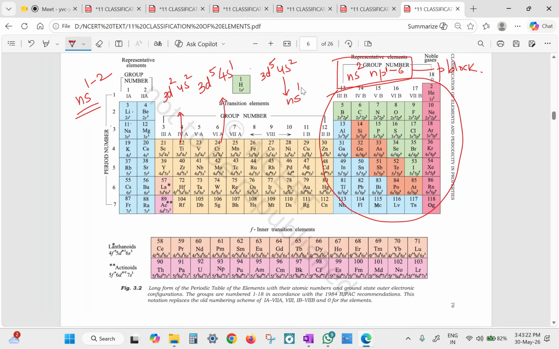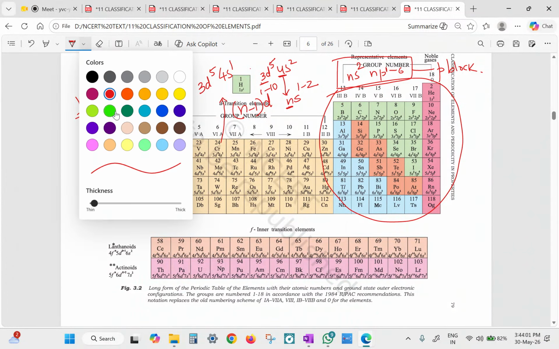Can I say this is ns1 to 2? Why do I say 1 to 2? Because for chromium, how much is there in s? 1. So 1 to 2. But the third shell, which can be called n minus 1, right? Can we say d 1 to 10? If the fourth shell is n, then the third shell will be n minus 1, right?